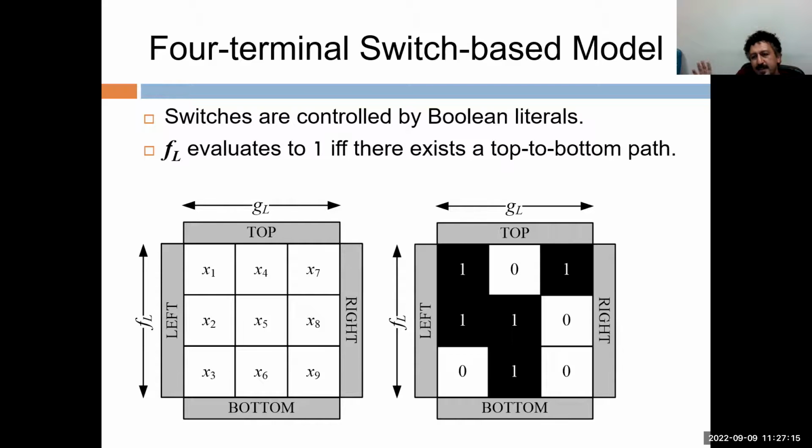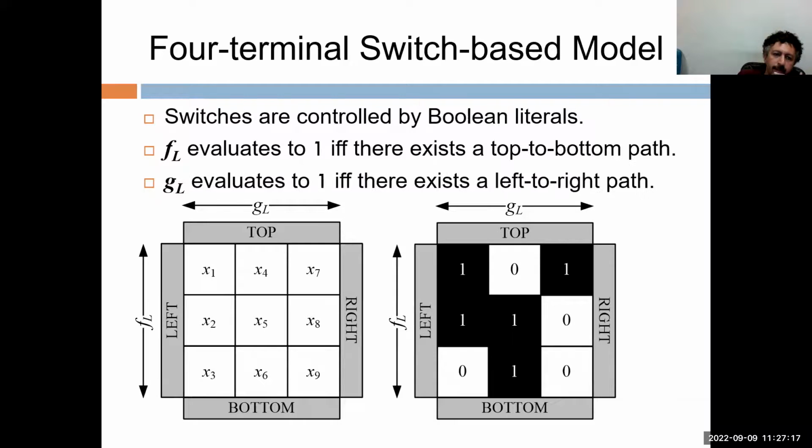It's a general thing in any switching network, actually. If you are familiar with them, you're good. And same for GL, in any switching network. You control the switches. If there's a closed path between the selected two nodes, the Boolean function of these two nodes becomes 1, otherwise 0. Same for the four terminal. For example, in this one FL is 1, but GL is 0. There is no connection between left and right.